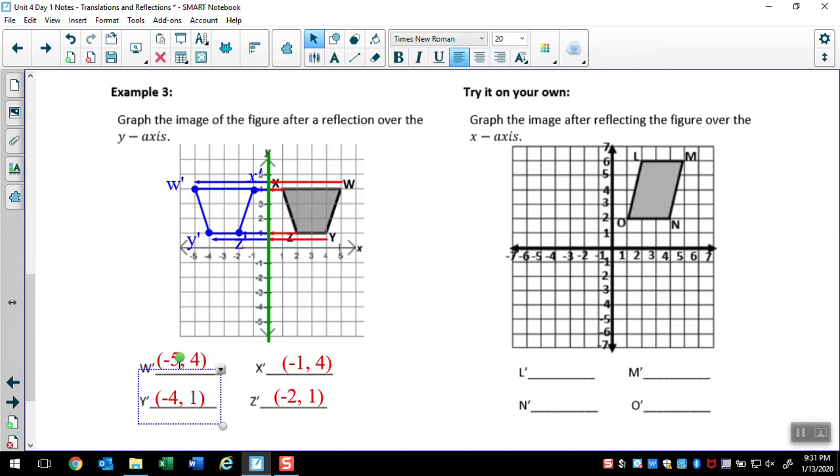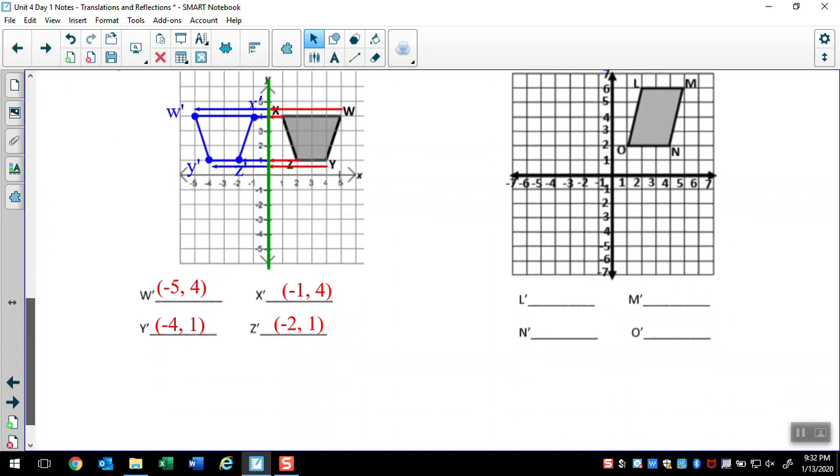That one is done. All right, now I want you to come over here and complete this triangle. This time you're going to graph the image after reflecting the figure over the x-axis. So this time you're reflecting it over this axis here. So how far from the x-axis is each point? Make sure to do the same thing when you go down. All right, go ahead and pause the video now.